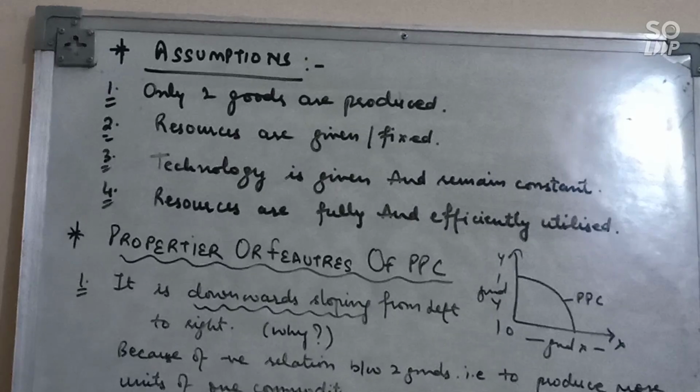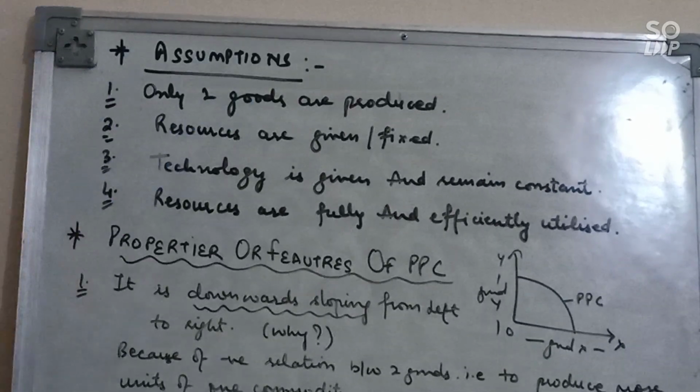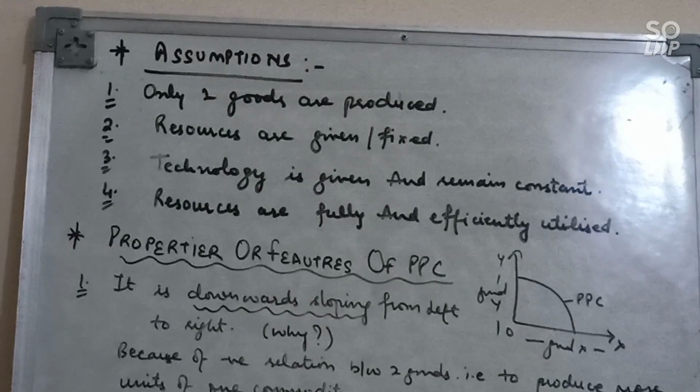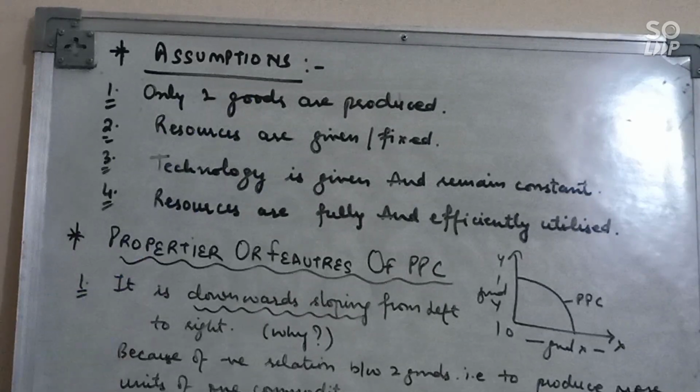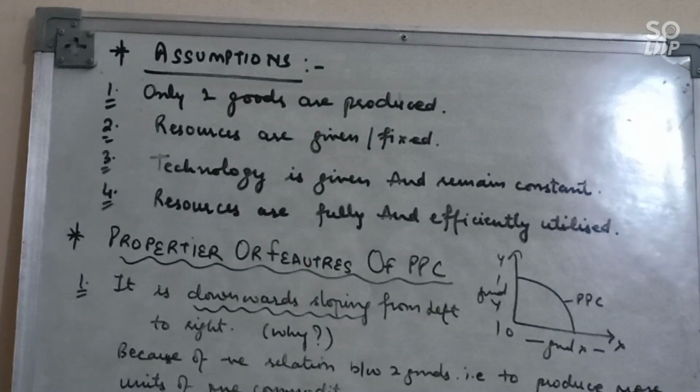Next is assumptions of PPC. Let's see what the assumptions are. First, we are taking only 2 goods, a combination of 2 goods. So only 2 goods are produced. Second, resources are given, that is fixed, constant, and technology is given and it remains constant. It means there is no change in the resources and technology. Fourth, all the resources are fully and efficiently utilized. Clear? So these are the assumptions.